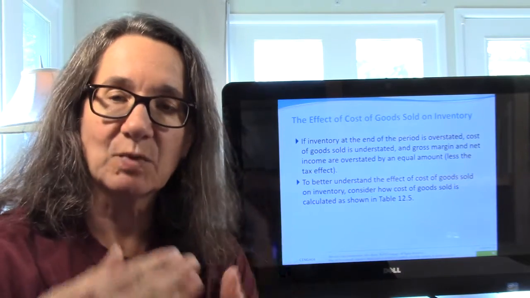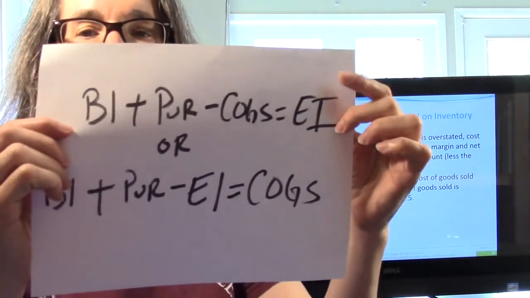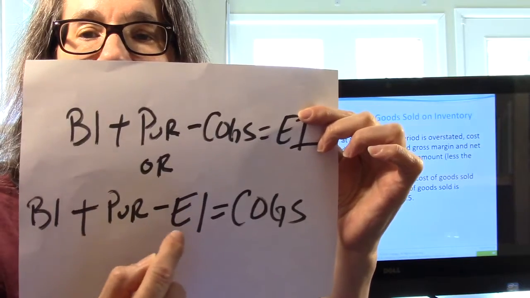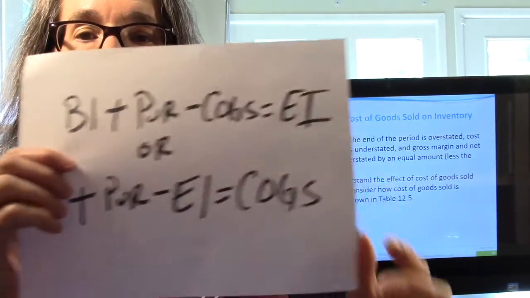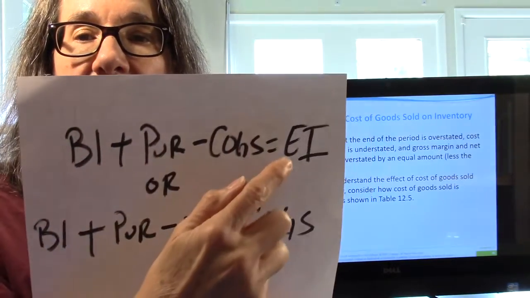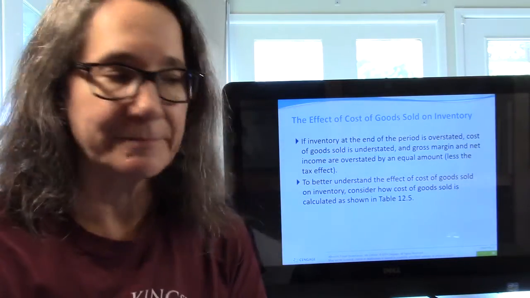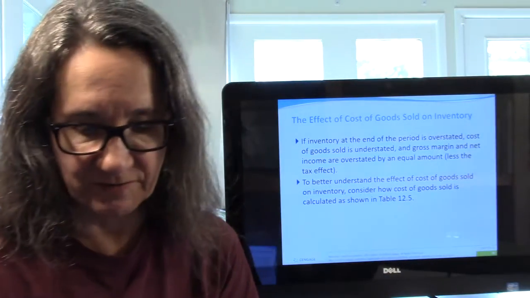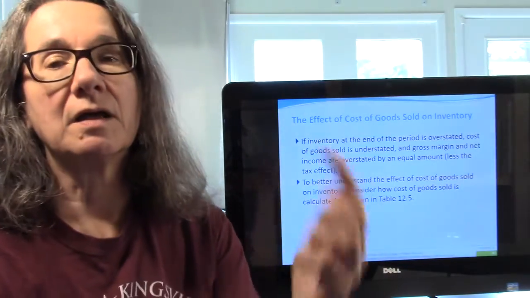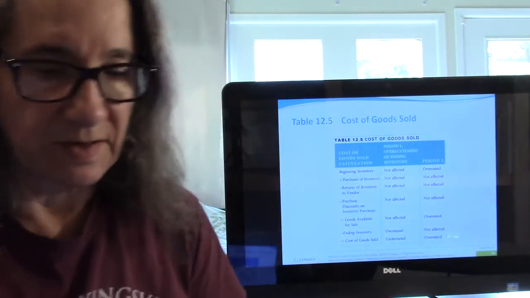Now this has a double period effect, right? Let's look back here: beginning inventory plus purchases, so goods available for sale, minus ending inventory equals cost of goods sold. The ending inventory from this period is the beginning inventory of the next period, so it's going to carry over. If your ending inventory is overstated today, tomorrow's beginning inventory is going to be overstated too. So what does that cause to happen?